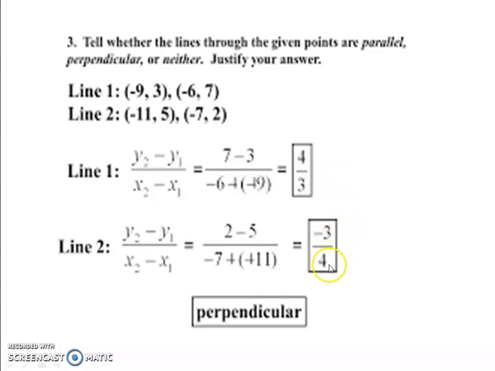For m1 and m2, we have to consider that m1 and m2 are not equal to 0. That means m1 is not equal to m2, so these are not parallel. Let us check if they are perpendicular. For perpendicular, we have to take m1 times m2 equal to minus 1. So we take 4 upon 3 times minus 3 upon 4.